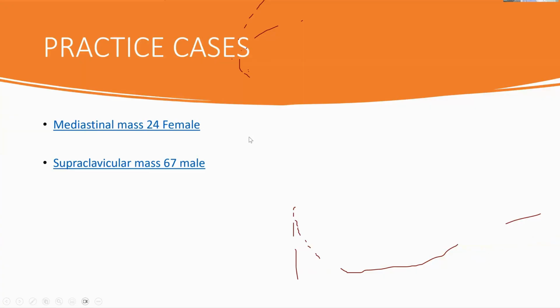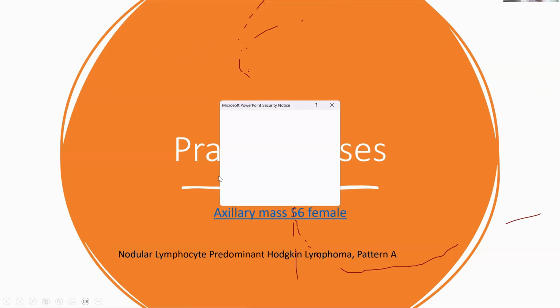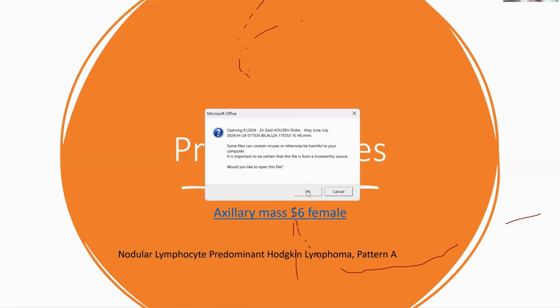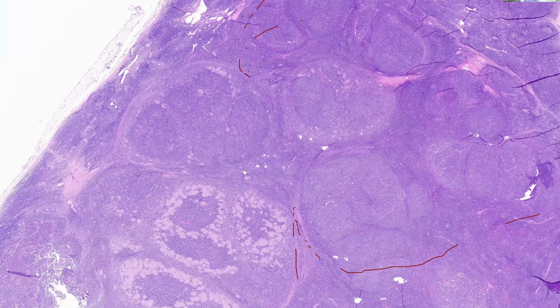I will not go into practice cases, but I will just show one last case of nodular lymphocyte predominant Hodgkin lymphoma, pattern A. So this is a lymph node. You can see the nodularity. You have bands of fibrosis, but not thick bands. And here you see beautiful granulomas surrounding these nodules. This is very typical for this type. It can happen in classic Hodgkin's, but this is very common in this one.